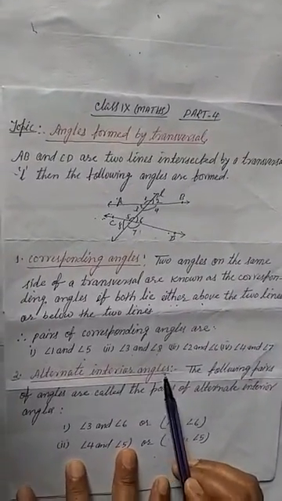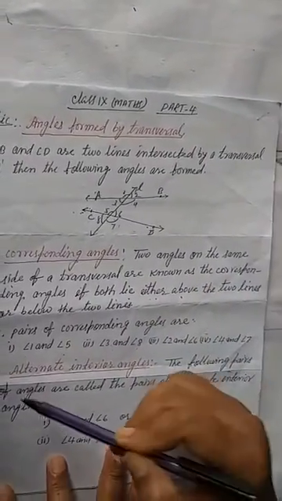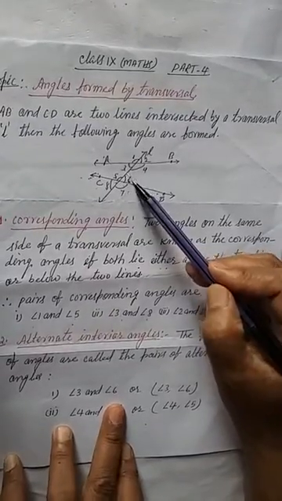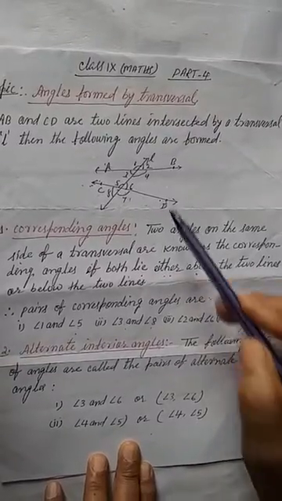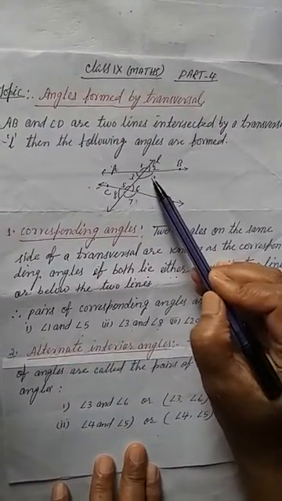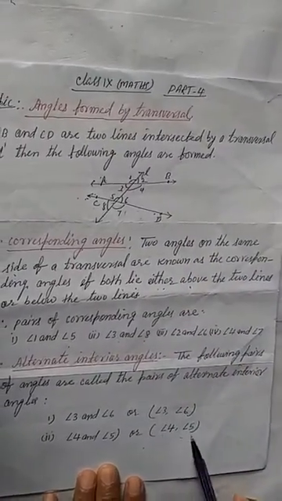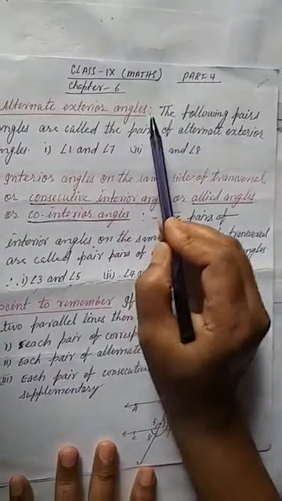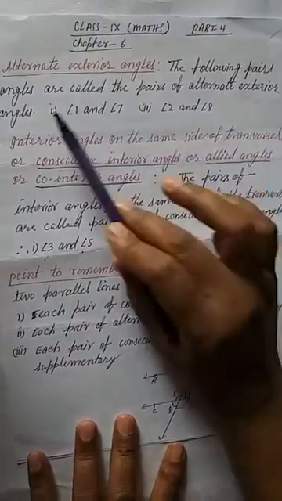Okay, students. The following pairs of angles are called the pairs of alternate interior angles. 3 and 6 is an alternate interior angle pair. We can also write 3 and 6 like this. And next is 4 and 5, also an alternate interior angle pair. Okay, students. After this, alternate exterior angles. The following pairs of angles are called the pairs of alternate exterior angles.